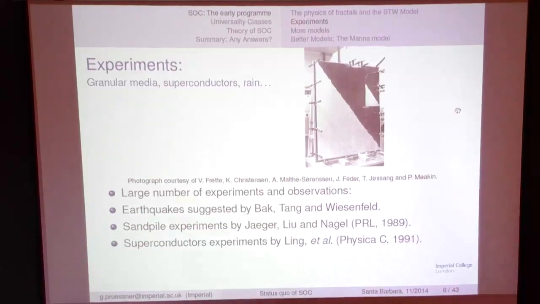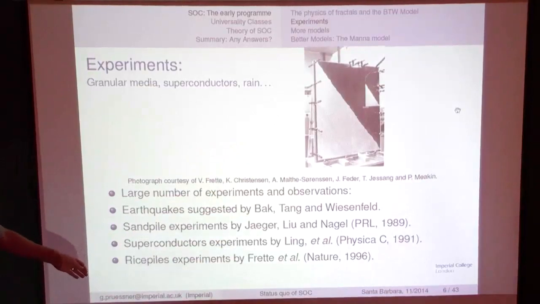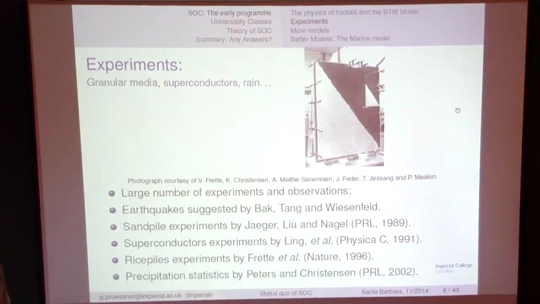So then there's experiments in superconductivity. I've got a few more. The rice pile experiment that I just mentioned, this one here, where you get power law behavior for one type of rice and not for the other type of rice, which is a bit weird. And there's the rain statistics, precipitation statistics by Peters and Christensen, and they have been working on this for a long time. So every now and again, they look at ever increasing areas with ever more data, and they find really beautiful critical behavior, but maybe not necessarily self-organized.